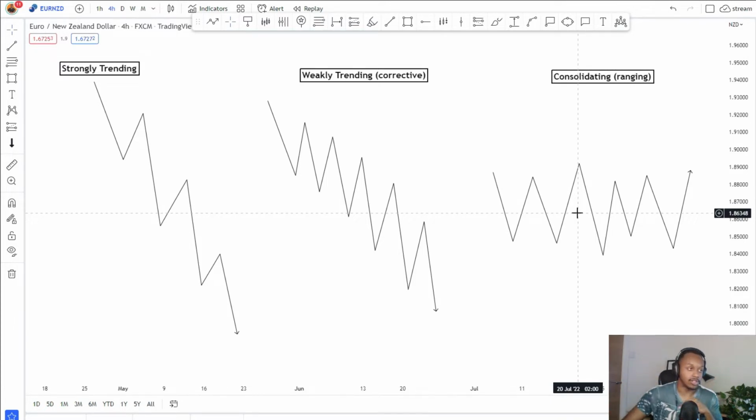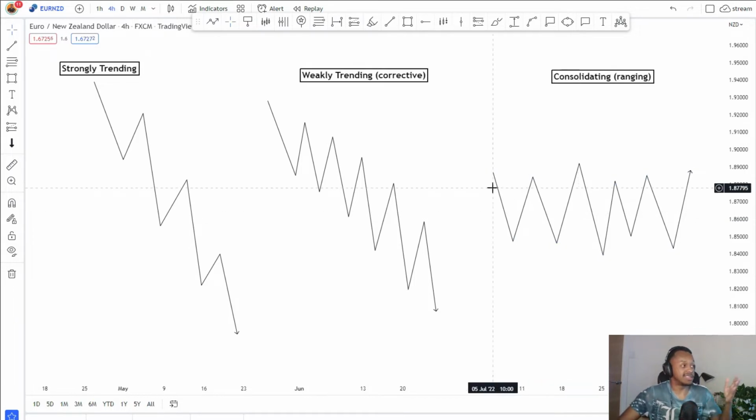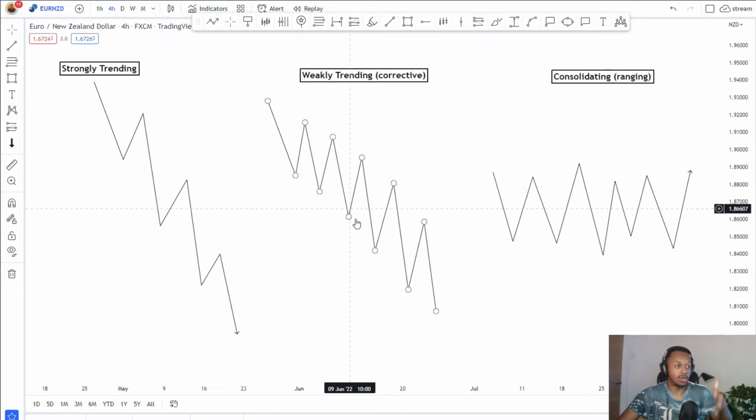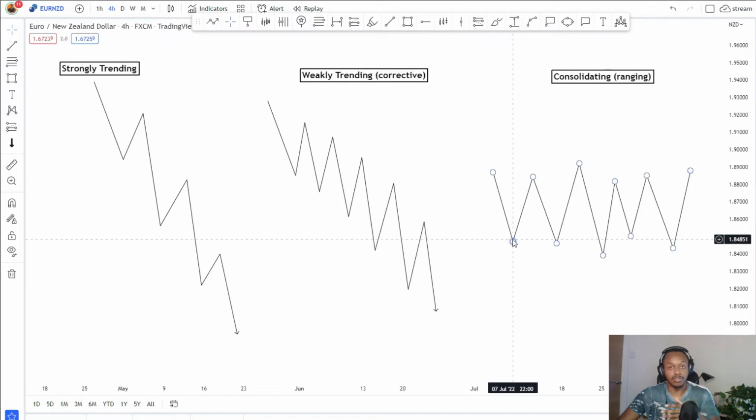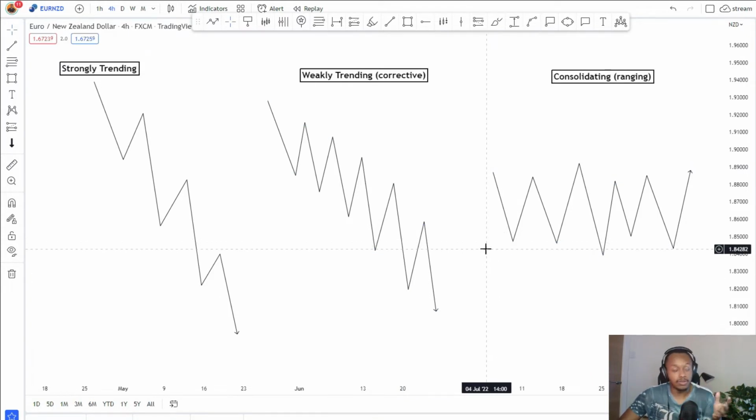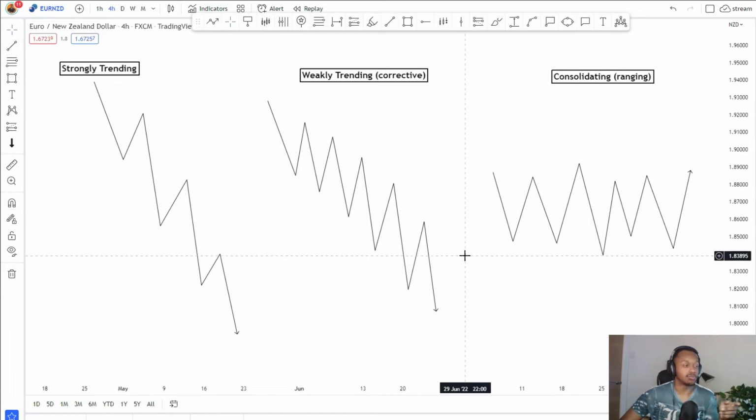So when you're coming onto the markets, you want to identify what is the market doing. Are we strongly trending? Are we weakly trending? Or are we consolidating? The market will do one of these three things. Maybe a slight variation between them. Might be slightly in between strongly trending and weakly trending. Might be corrective and also consolidating, depending on the time frames you look at. So it could be doing a variation of things, but it will be doing one of these three things.